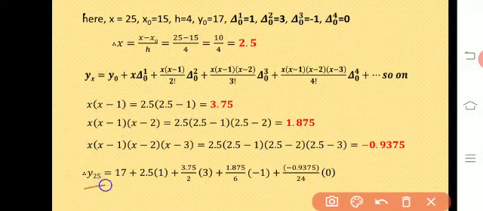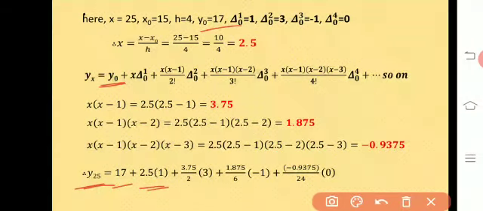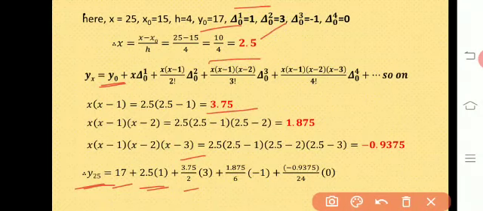Then all these values put in this y x formula, you will get y 2.5, means we have to estimate the value of y at x equal to 2.5. So y 2.5 is equal to y0, and y0 is 17. So 17 plus x into delta 0 raised to 1. x is 2.5 into delta 0 raised to 1 is 1. So 2.5 into 1 plus x into x minus 1 is 3.75 upon 2 factorial. 2 factorial is 2 into 1. So 3.75 upon 2 into delta 0 square is 3. So into 3 plus x into x minus 1 into x minus 2 upon 3 factorial.